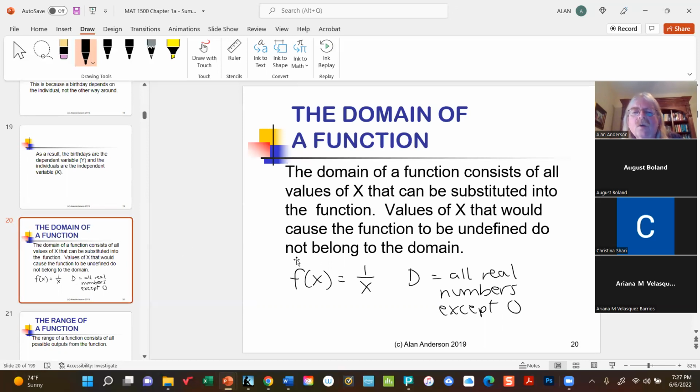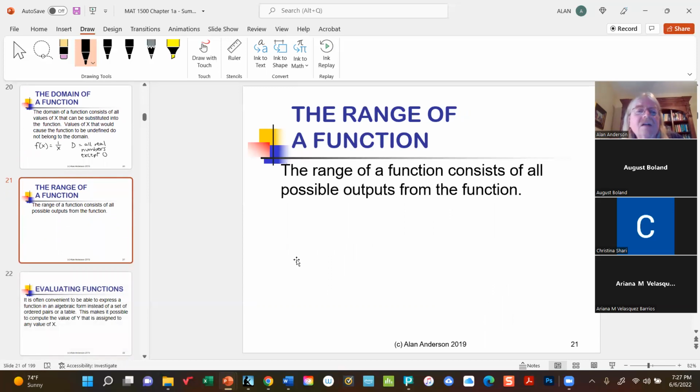Anyway, so what about the range? The range is simply all the possible outputs from the function. In other words, think of it this way. The domain represents what can go into a function, and the range represents what can come out of it, okay? So let me just give you a quick example. For many functions, the range is all the real numbers. Let's say f of x is x, something that simple. The range is all real numbers.